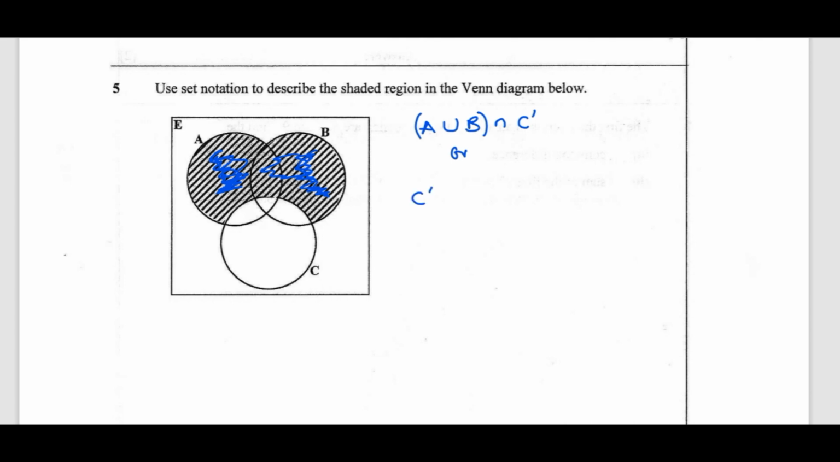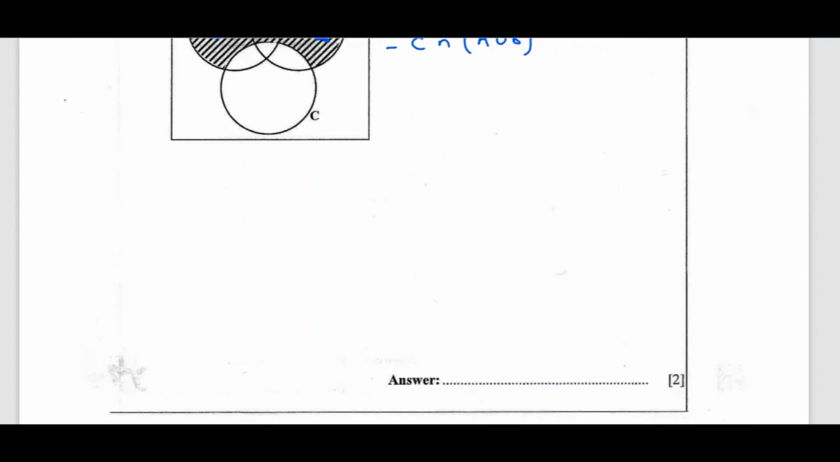Or it can be written as C complement intersection open bracket A union B. So you can write it using this or this, still they will mark, both are correct. So you can write A union B in brackets intersection C complement, or C complement intersection open bracket A union B, you close there.